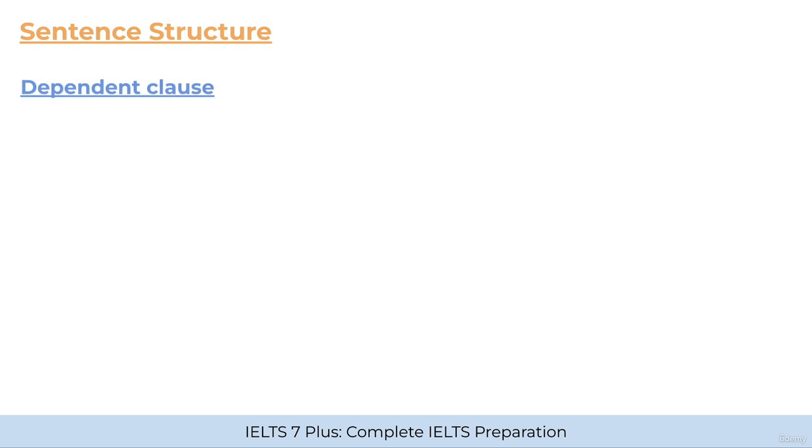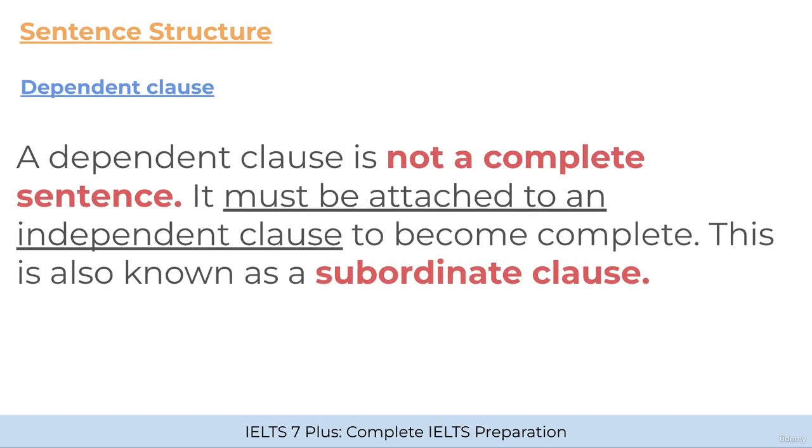A dependent clause, on the other hand, well, this is not a complete sentence. It must be paired with an independent clause to become complete. And we will use dependent clause and subordinate clause interchangeably with one another. So just to be sure of the terminology here, it's important to double check that we are aware of these words and what they mean.